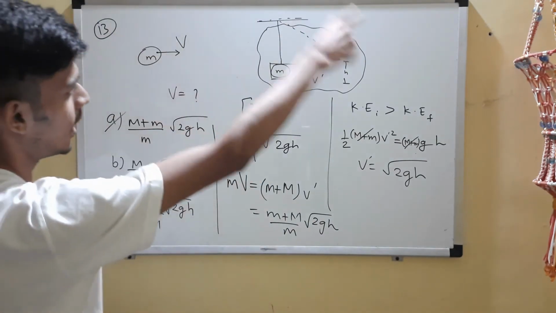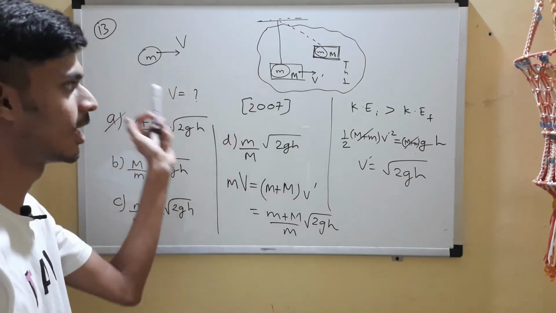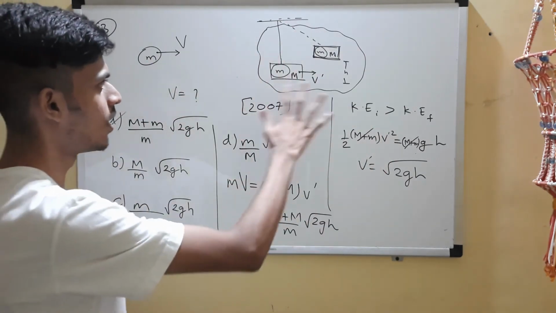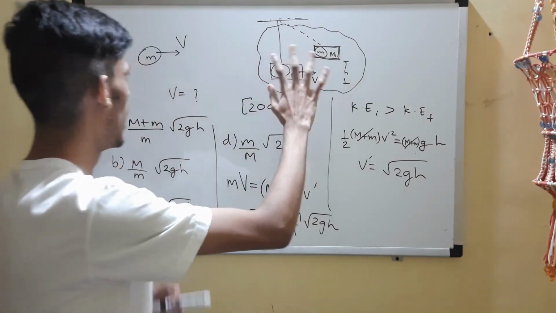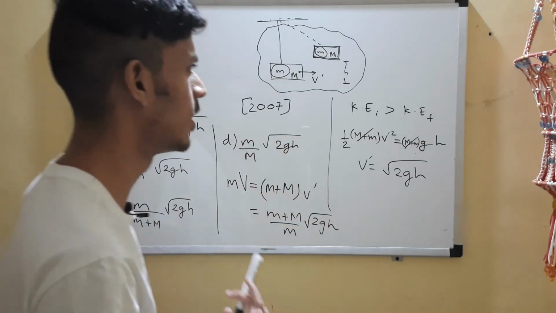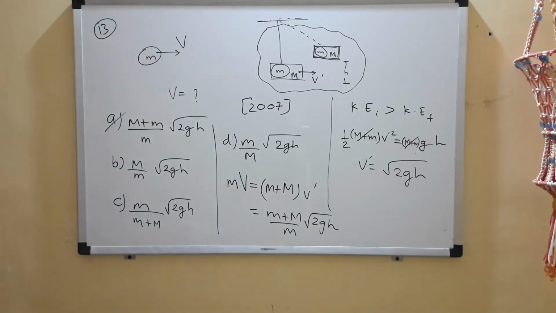So we cannot directly conserve energy. You can see the inelastic collision happening over there. First we applied conservation of energy only at this portion, and then we applied conservation of momentum. Momentum is conserved in any type of collision. Okay, no more talks. Over to the next question.